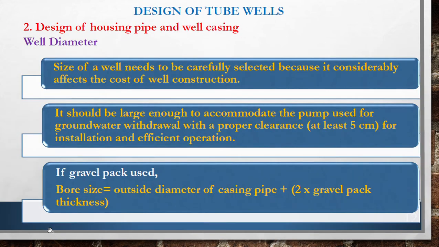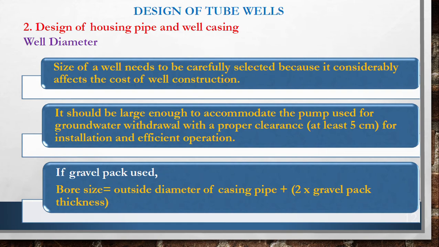Now we are moving on to the well diameter. Why are we discussing the diameter of the casing pipe and the well diameter separately? Because the well diameter is the diameter of the hole which we are making, but the casing pipe diameter is the diameter of the pipe which we are inserting into that hole. That's why we are discussing it separately. Normally the well diameter will be slightly greater than that of the casing pipe.